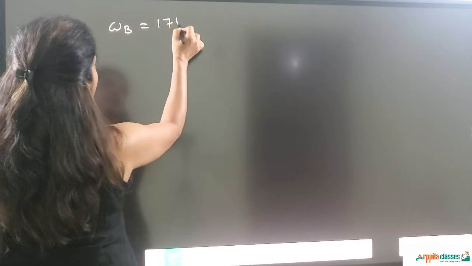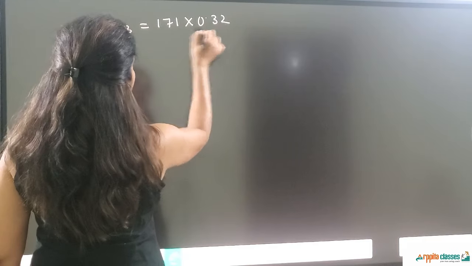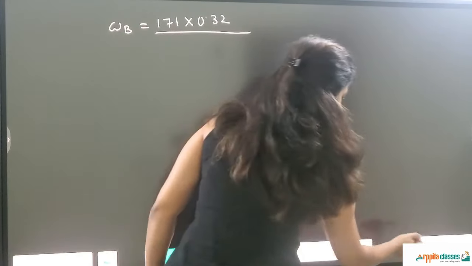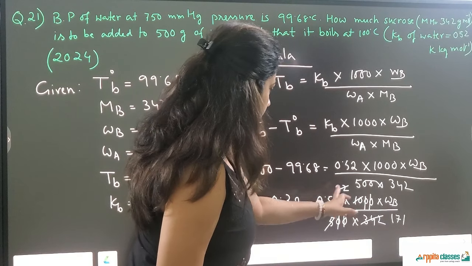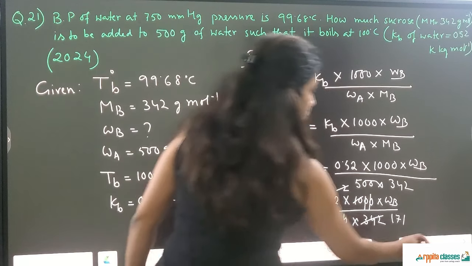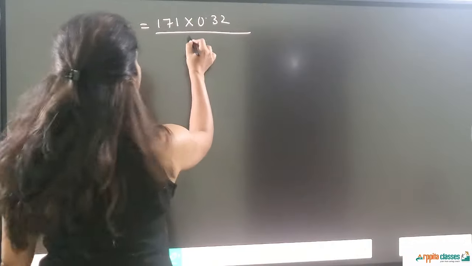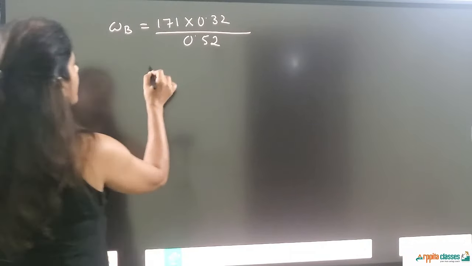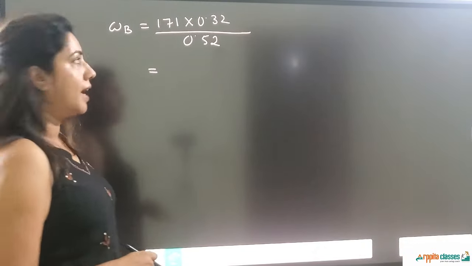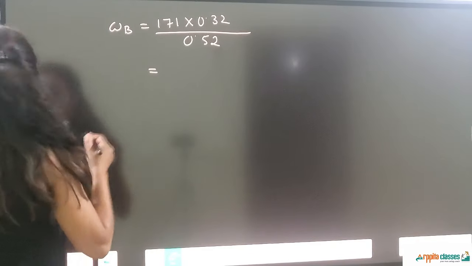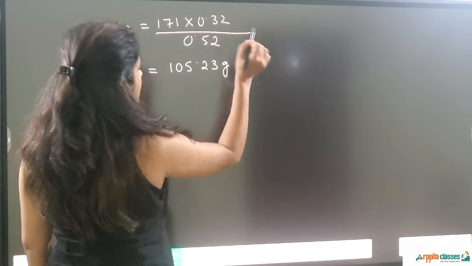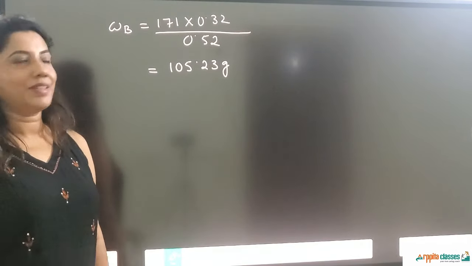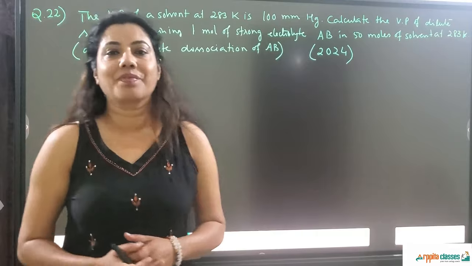Wb is equal to 171 into 0.32 divided by, what will come? 0.52. Yeah, so that's it. 0.52 divided by 0.52. So if you calculate this, we get the answer. I am getting the answer as 105.23 gram. So you just calculate this and see the answer, get it checked here, from here.